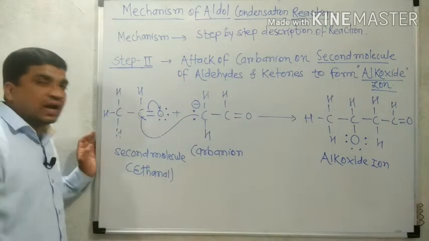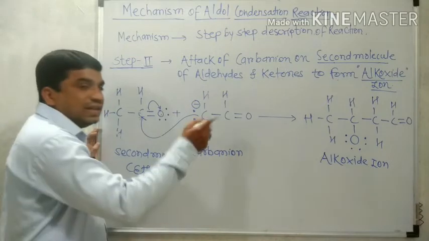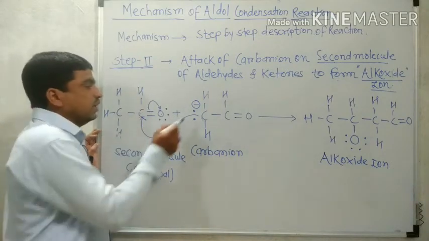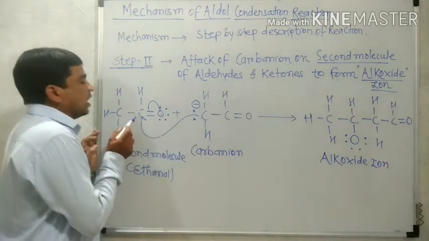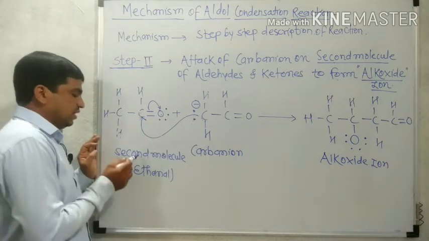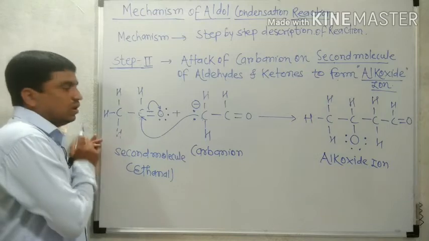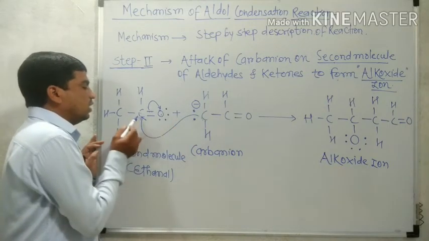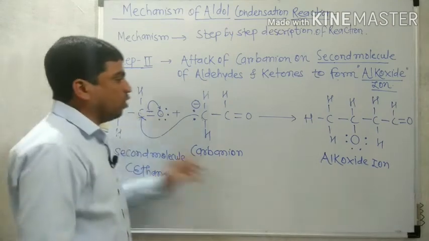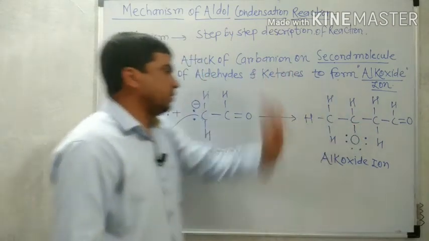How is the alkoxide ion formed? The carbanion that is formed in the previous step now attacks the carbonyl carbon of the second molecule of aldehyde or ketone by donating its lone pair to the carbonyl carbon. They form a single bond.